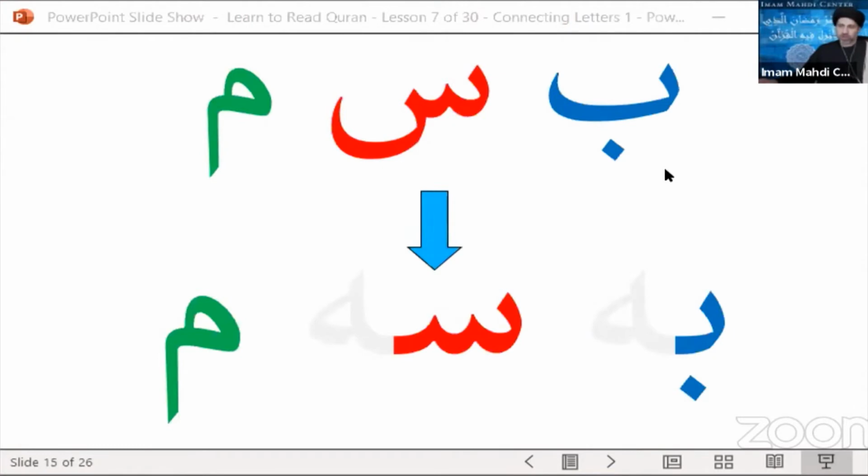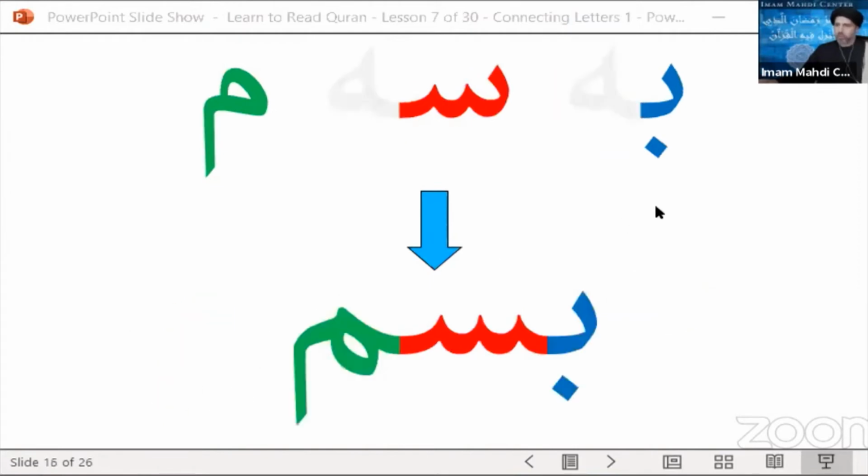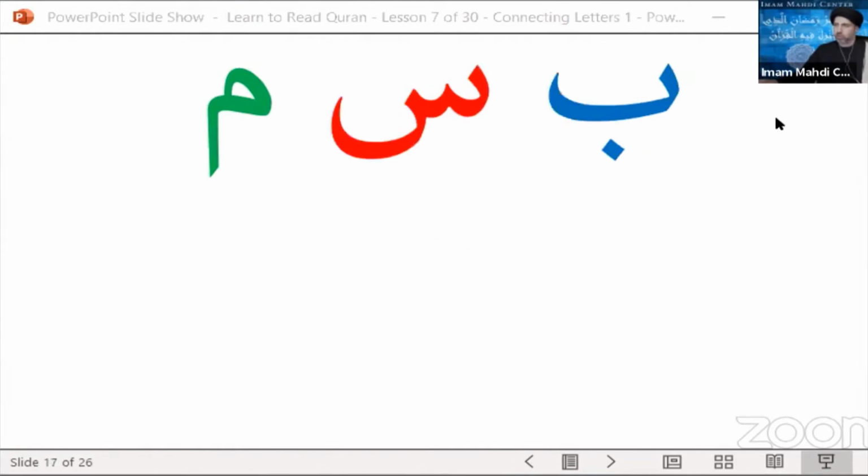So now we have a 3-letter word. We have the letter ba, the sin, and the mim. So we drop the tail portion of the ba. We keep just the small beginning portion with the one dot. We drop the tail of the sin, so we have its two curves and the one extension. And this time the mim, since it's the last letter of the word, we're not going to drop its tail. It's going to stay in its full uppercase form. So here we have the lowercase ba, lowercase sin, and the full, uppercase mim. And here we bring the ba, we connect the sin to it, and then we connect the mim to the sin for this word.